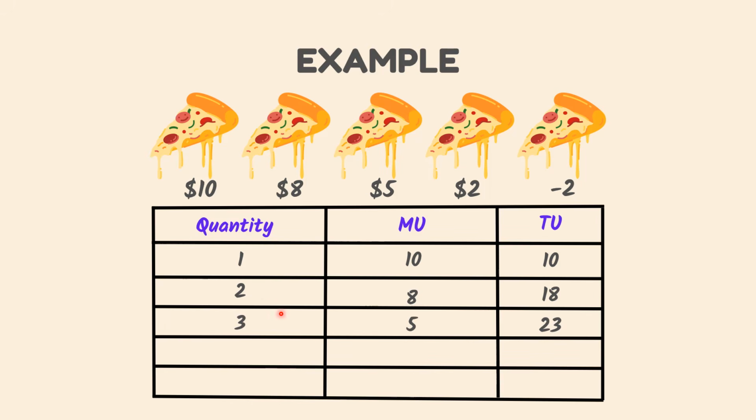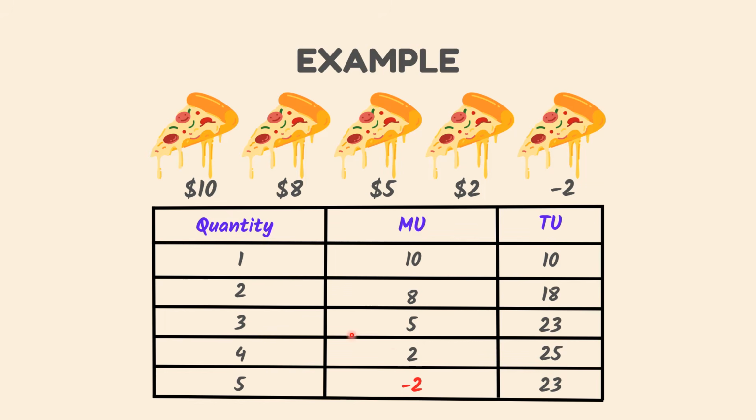After the 4th one, your hunger is gone, and you don't want that pizza, so you might offer $2 for it. And now if anyone offers you a pizza for the 5th time, you won't get any satisfaction from it, and you will start to hate this food.